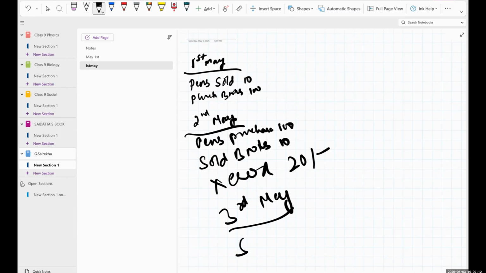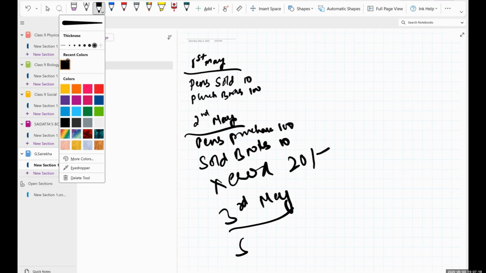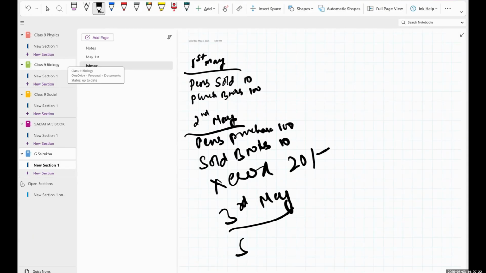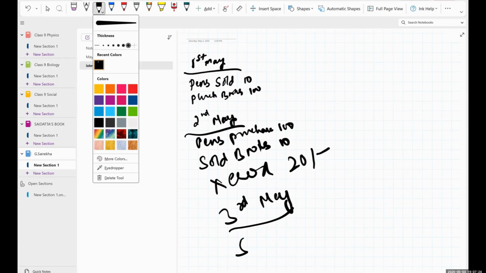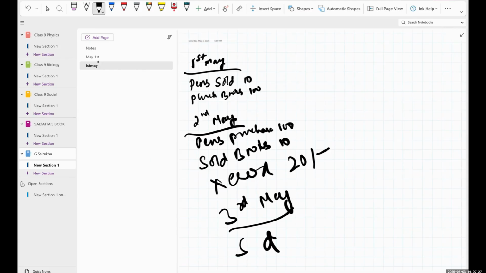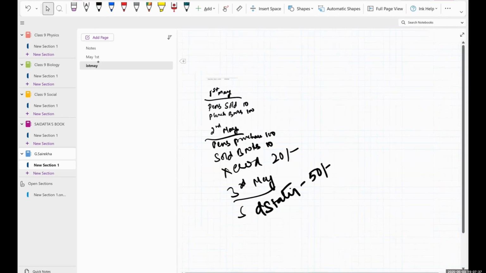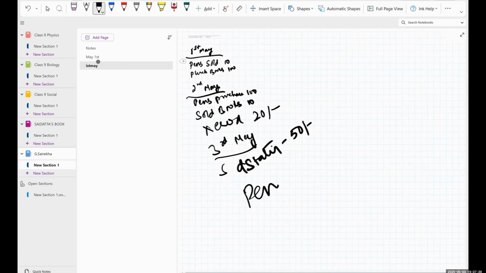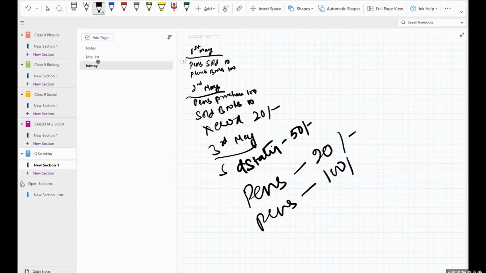You sold some stationery, somewhere around 50 rupees. And next, again, you sold pens for 20 rupees. And again, you purchased pens because there is a lot of demand, some 100 rupees.